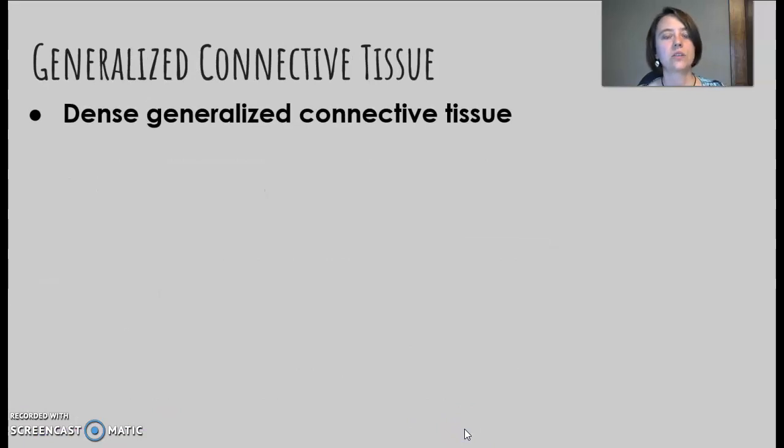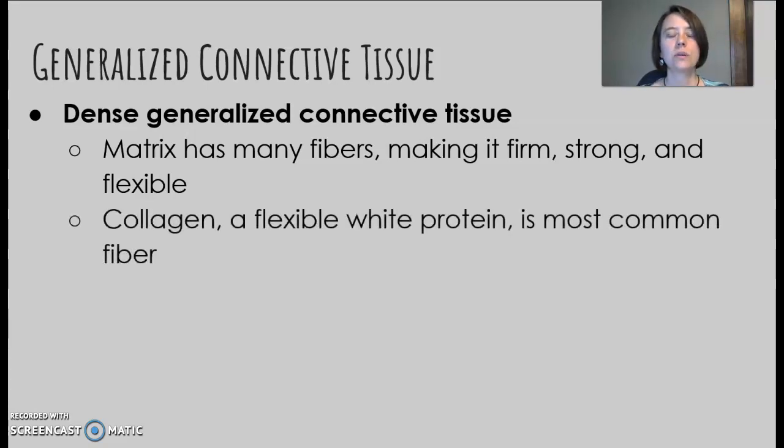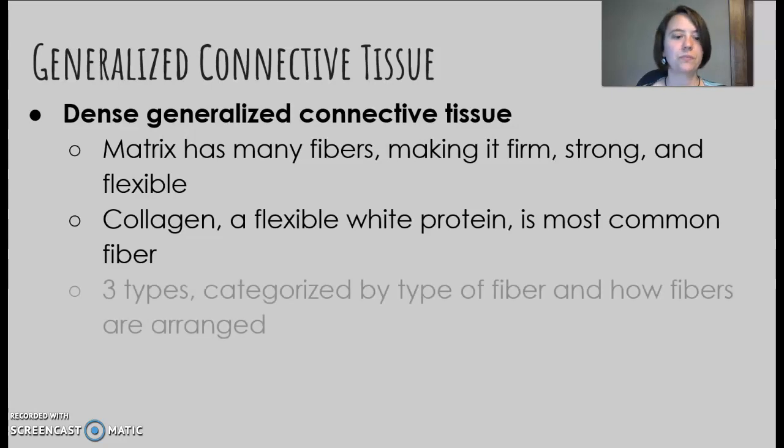And then the other type of generalized connective tissue, besides loose, is dense. And so what can we say? Well, its matrix is more dense. The matrix has lots of fibers in it, and that makes it not like jello, but makes it firm and strong and also flexible. So what about these fibers? These are protein fibers, and collagen is the most common fiber found in dense generalized connective tissue. And collagen is a flexible white protein.